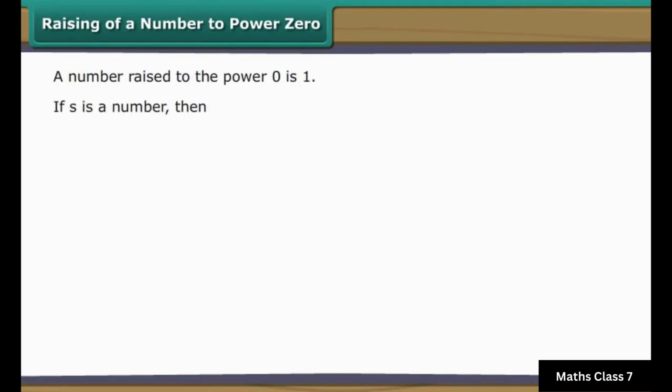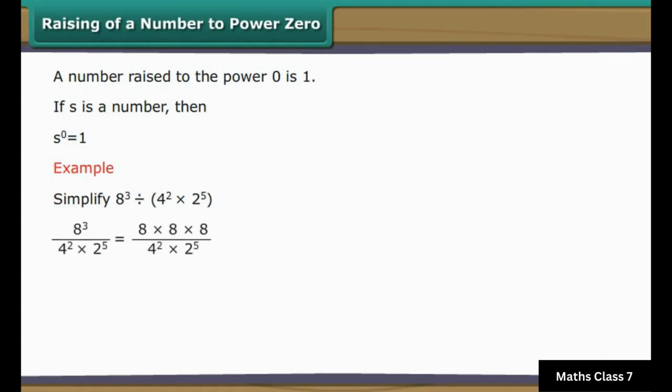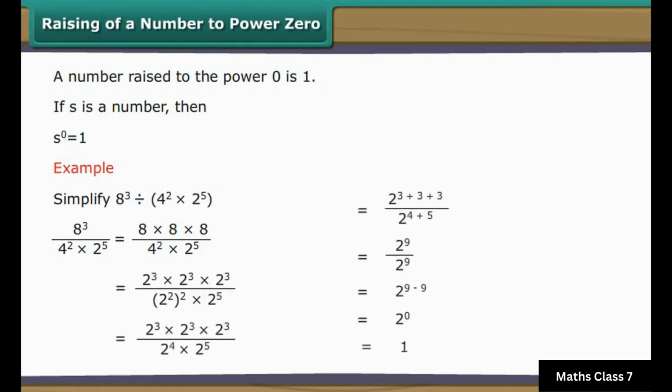Raising of a number to power 0. A number raised to the power 0 is 1. If s is a number, then s raised to the power 0 is equal to 1. Let us solve some questions based on exponent 0. Simplify 8 raised to the power 3 divided by 4 square into 2 raised to the power 5. We get 8 cube upon 4 square into 2 raised to the power 5, which is equal to 8 into 8 into 8 whole upon 4 square into 2 raised to the power 5. Now by further simplifying it, we get the answer 1.